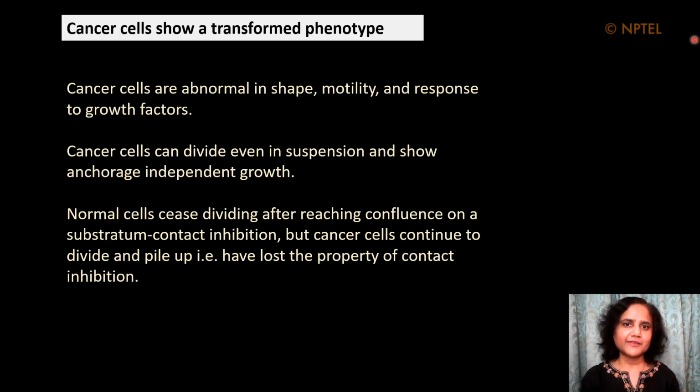Cancer cells also exhibit a transformed phenotype, that is, the cancer cells are abnormal in shape, in motility, and in their response to growth factors. Cancer cells can divide even in suspension and show anchorage-independent growth. Normal cells cease dividing after reaching confluence on a substratum, for example on a tissue culture plate, and this is referred to as contact inhibition. But cancer cells continue to divide and pile up, that is, they have lost this property of contact inhibition.